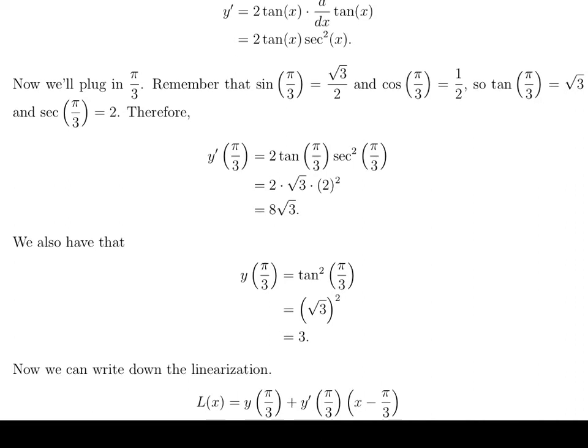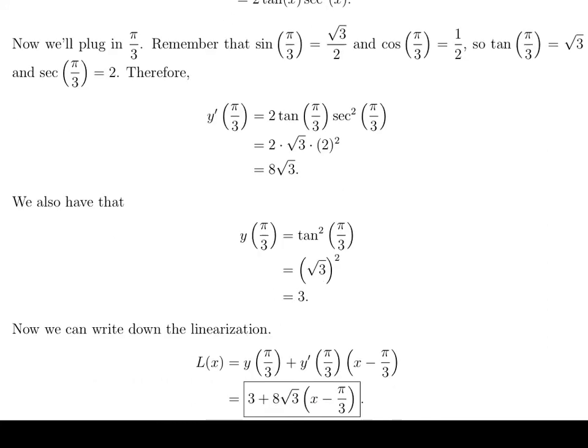So remember that the formula for the linearization looks like this. y of pi over 3 plus y prime of pi over 3 times x minus pi over 3. So now this value can be plugged in here, and this value can be plugged in here. And that gives us our final answer. So L of x is equal to 3 plus 8 root 3 times x minus pi over 3.